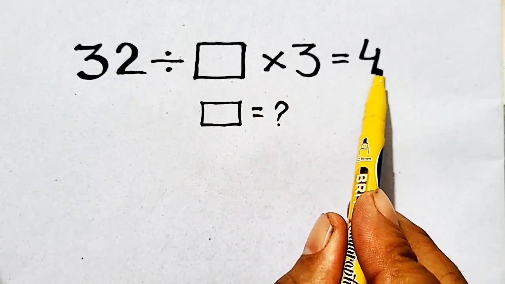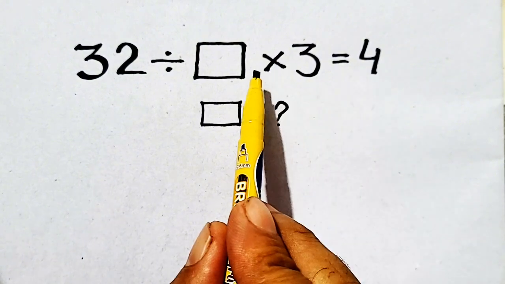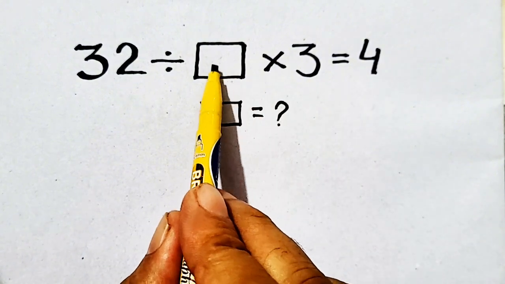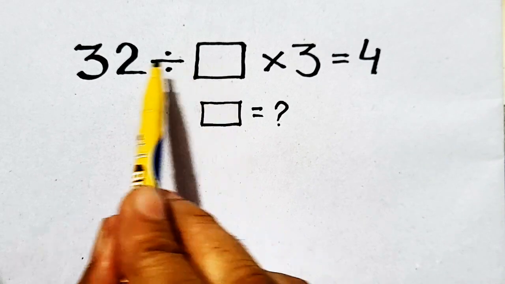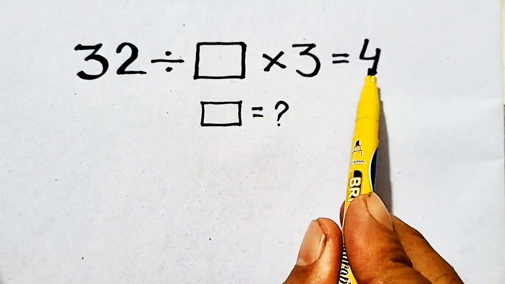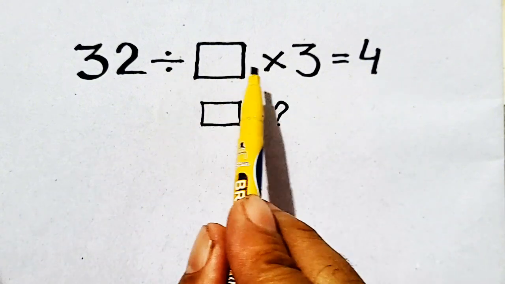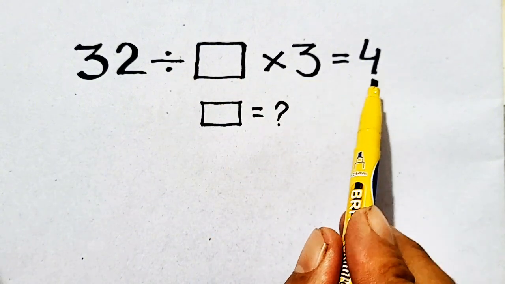4 times 3 will be 12, not 4, so it will be wrong. So if we put 4 here, 32 divided by 4, we will get 8. 8 times 3 is equal to 4? But not 4. 8 times 3 is equal to 24, not 4.